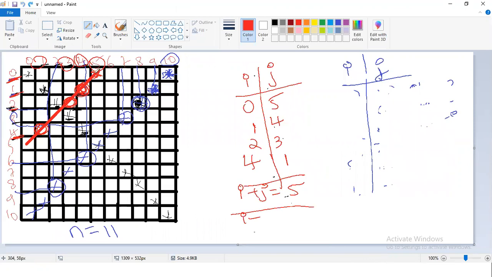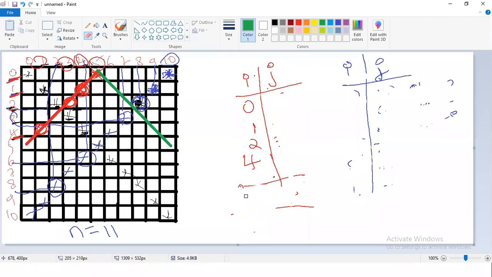Next, I have to draw one line here, using a different color. Maybe I'll use this blue color. I want to draw a line like this. If I have to draw a line like this, I have to again see what the values of i and j are. So the i value will be the same thing here. Let's see, one by one.